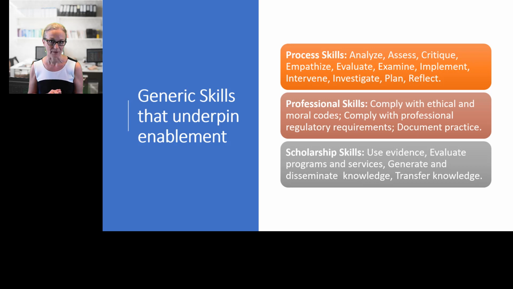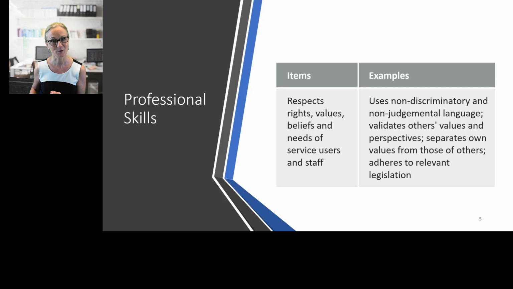The middle one is the one that I want to talk about today because this is really important to start with as occupational therapy students in first year. So this is about complying with ethical and moral codes, complying with professional regulatory requirements such as APRA, and documenting practice. So what are the components that we'll be looking at in this course?